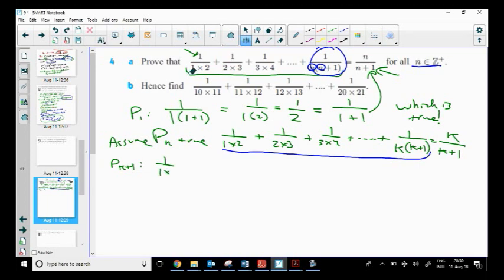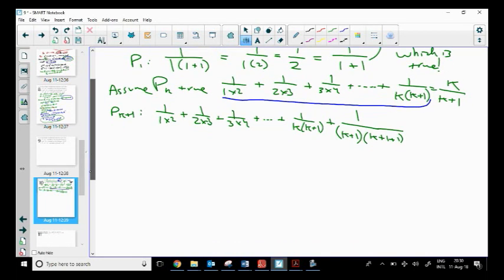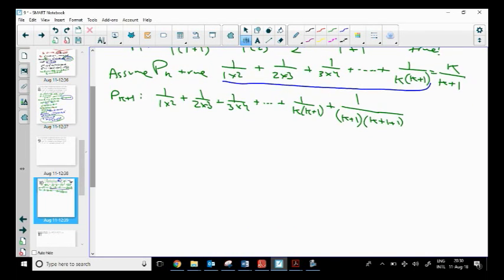It starts off the same, and that's actually going to be very helpful. It starts off like this, but then I just add one more term, and it's going to be 1 over k plus 1 times k plus 1 plus 1. Maybe you prefer to write that as k plus 2. That's all right. All right, there we have it. Now we need to use what we assumed in here. Well, what we assumed is sitting right here on the left.